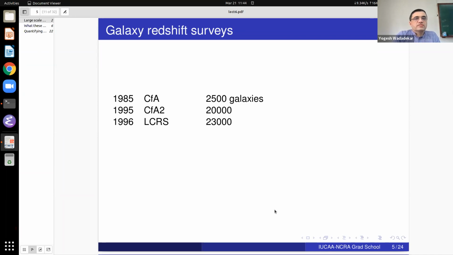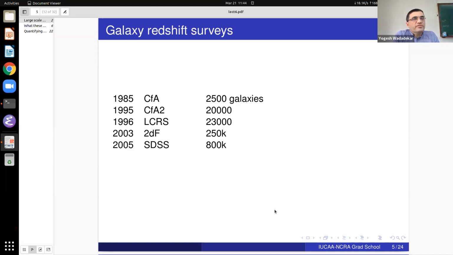Soon afterwards, there was the CFA2 with 20,000 galaxy spectra. And around the same time was another Redshift survey called the Las Campanas Redshift survey, which was so named because it was carried out at the Las Campanas Observatory in Chile. And they got 23,000 spectra. But really, the explosion came in the digital age.